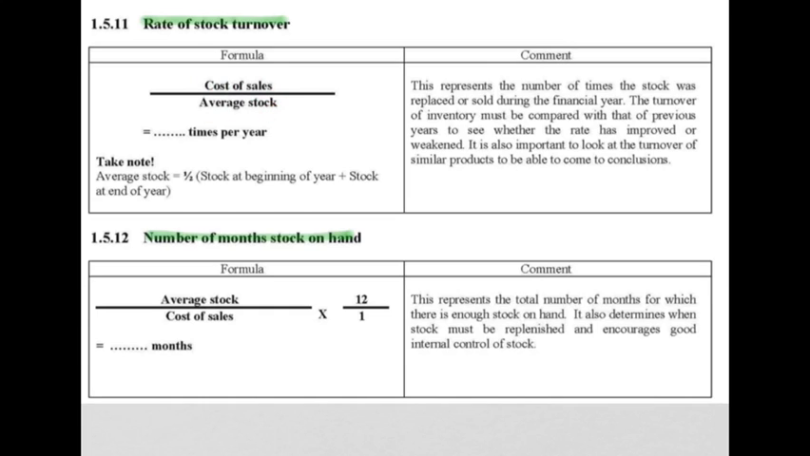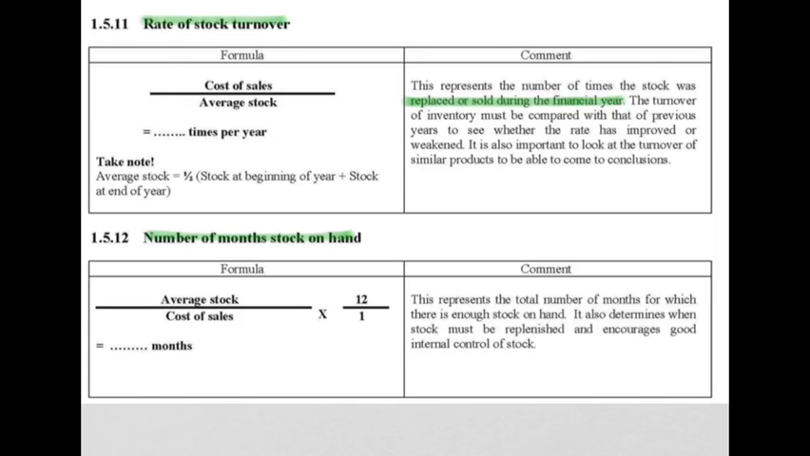How do I get average stock? I take my stock at the beginning of the year, I add that to the stock at the end of the year, and I simply times by half or divide by 2. I don't times it with anything here because I want my answer to be in times per year. Now, very important that this represents the number of times the stock was replaced or sold during a financial year. So in other words, times per year tells me how many times did I have a complete stock turnover. From buying to completely selling out that stock, how many times did that happen this year?